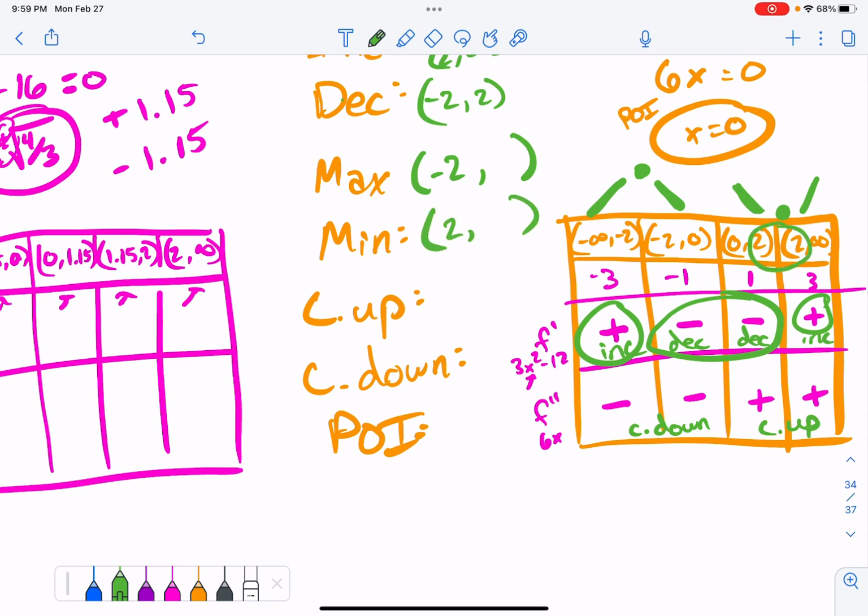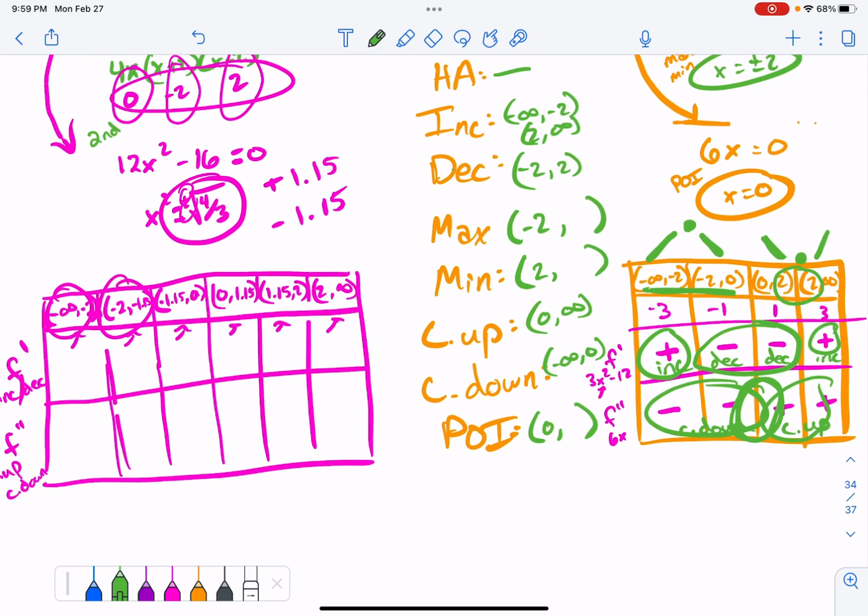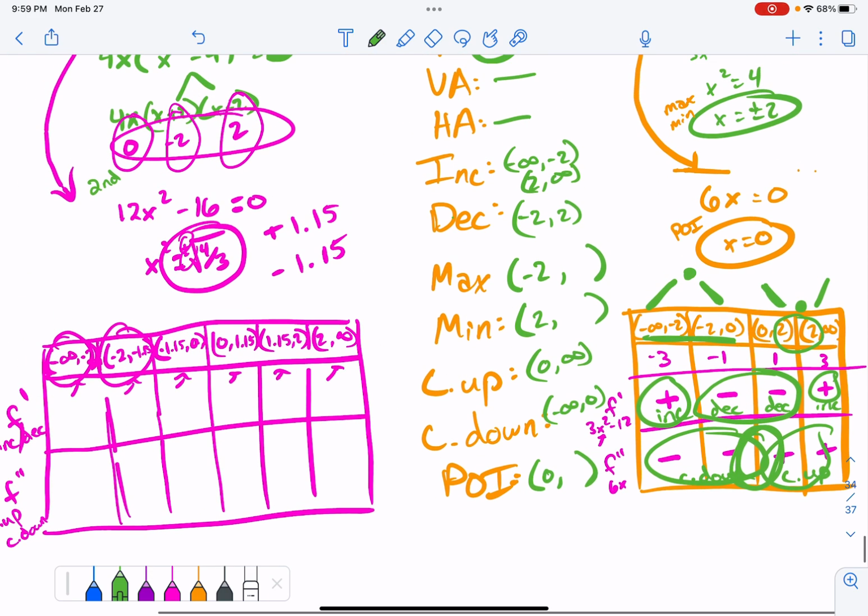He is concave down from negative infinity to 0, and concave up from 0 to infinity. That means I have a POI at 0 comma something, where he switches right here.